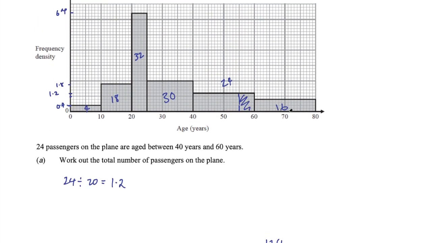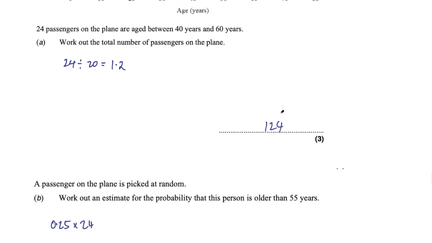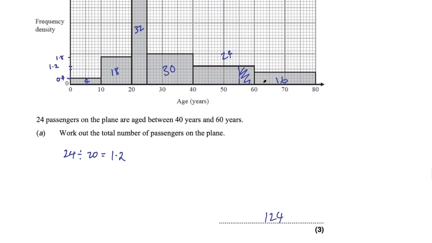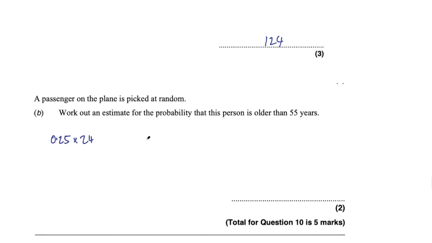And then we also want to add on 16, because remember the question says work out an estimate for the probability that this person is older than 55 years. That also includes this bar here. So we're going to do 0.25 times 24 plus 16. And that is 6 plus 16, that's 22.